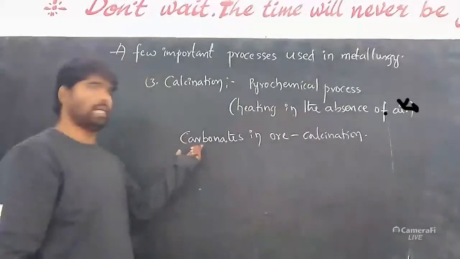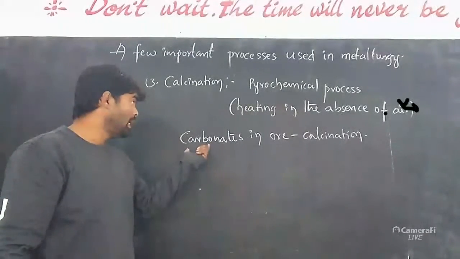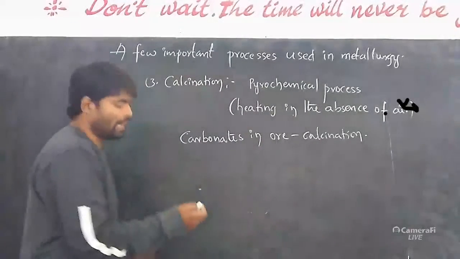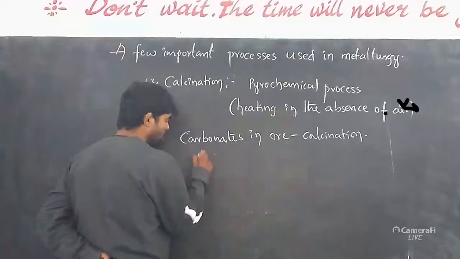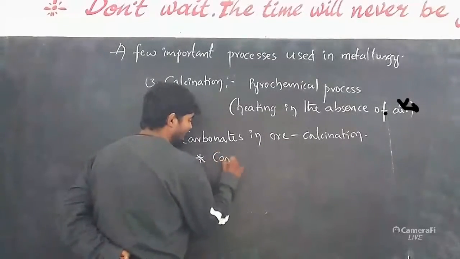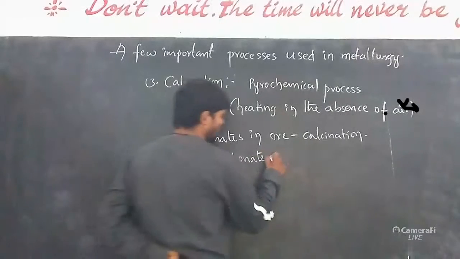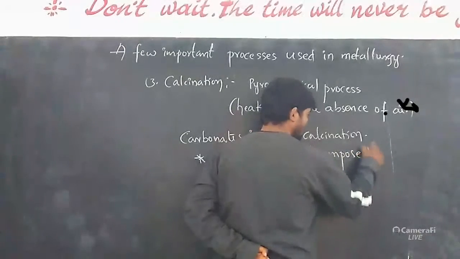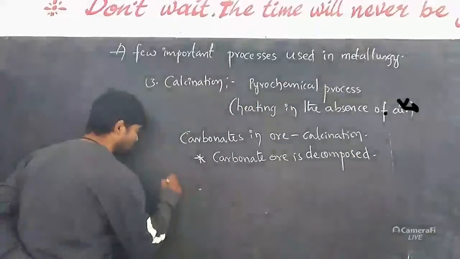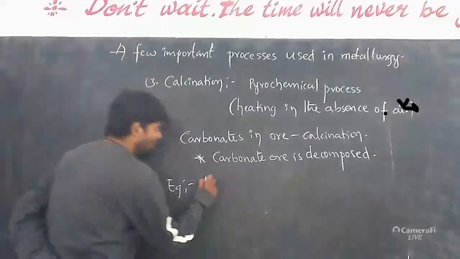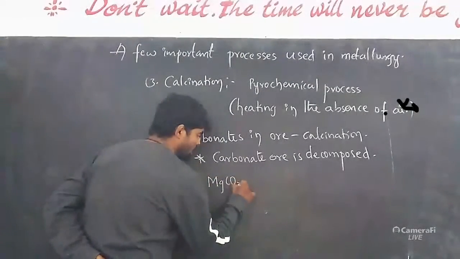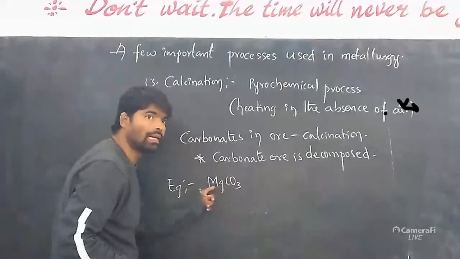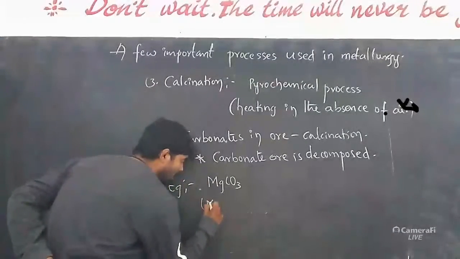Now what happens here? ఇక్కడ కూడా ఏం జరుగుతుంది అంటే, here we are taking a carbonate. ఒక ఓర్ తీసుకుంటే దాంట్లో కార్బోనేట్ ఉంటుంది, ఆ కార్బోనేట్ డీకంపోజ్ అవుతుంది. Here in this process carbonate ore is decomposed. Example: magnesium carbonate. Here what is the metal? దీంట్లో మెటల్ ఏంటిది? మెగ్నీషియం. సో ఇది మెగ్నీషియం ఓర్.